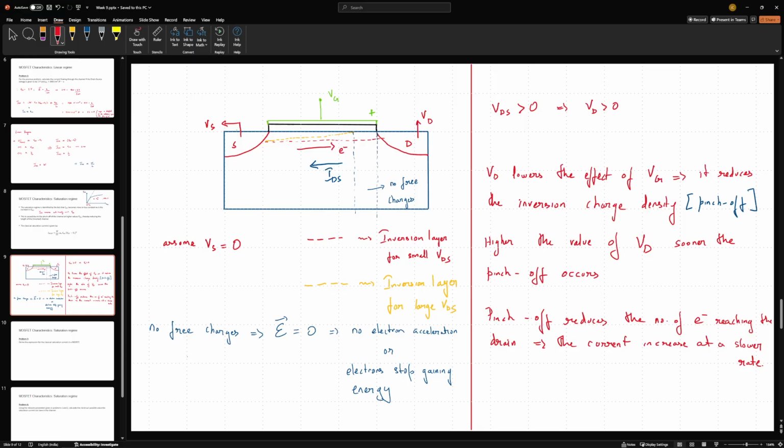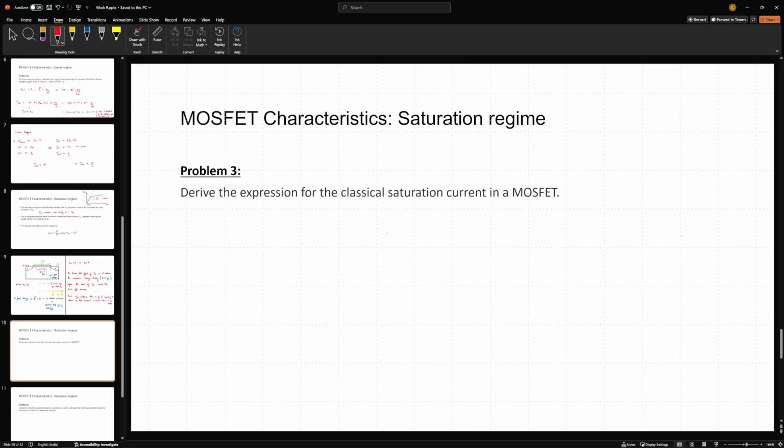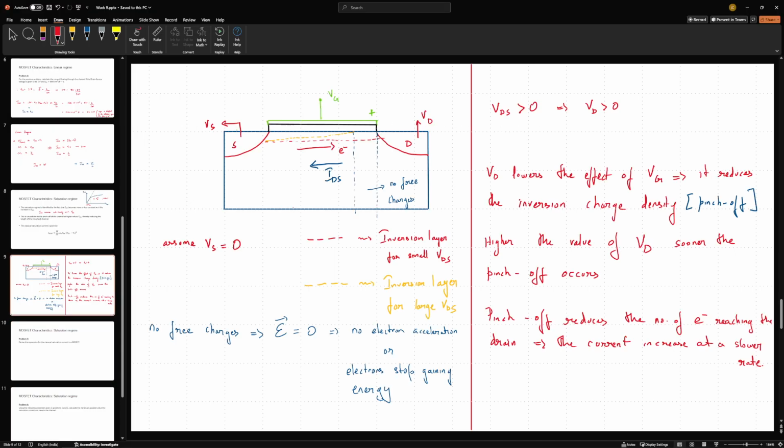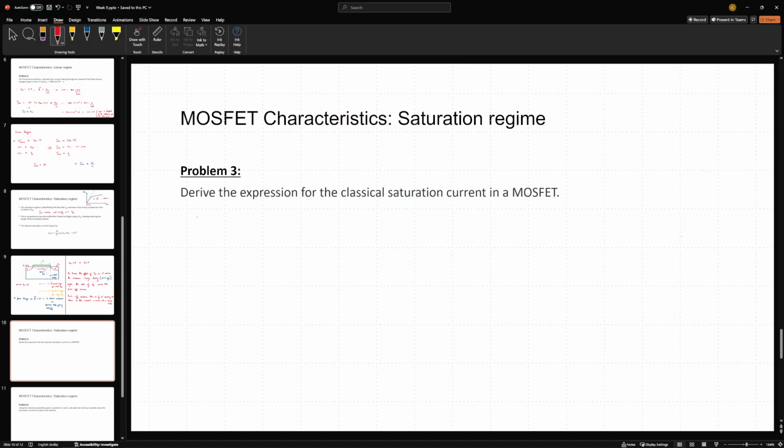Okay. Now derive the expression for the classical saturation current in a MOSFET. How do we do this? We can do this through the following method. First thing we need to do is introduce the effect of the drain voltage. So first, we will account for the effect of VDS.